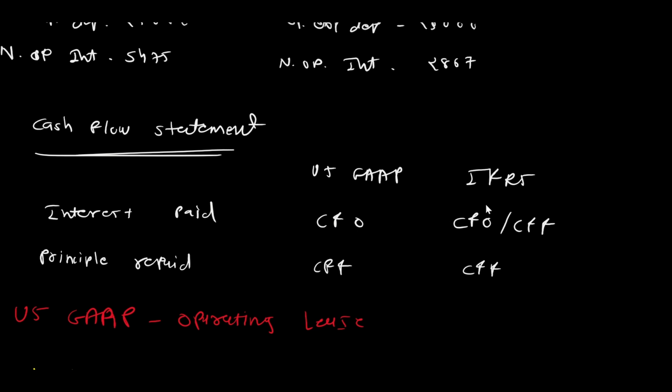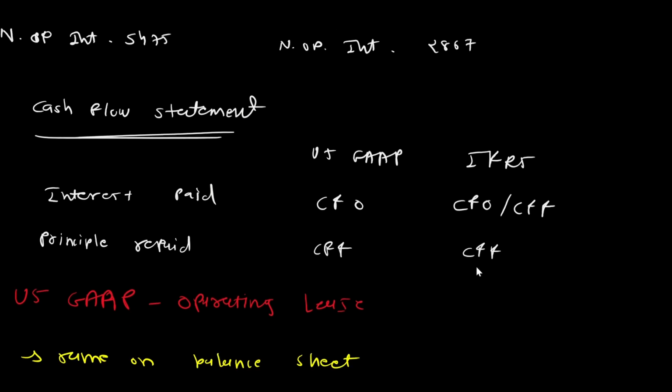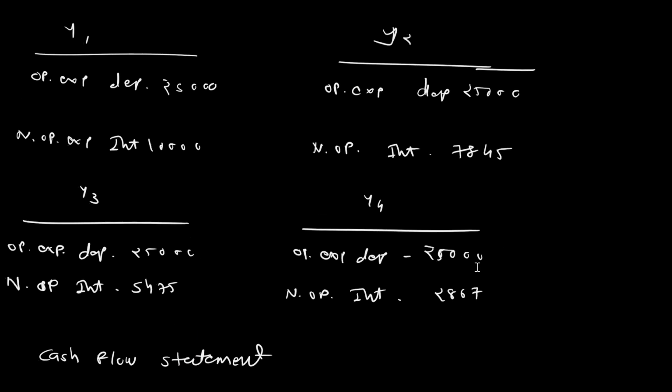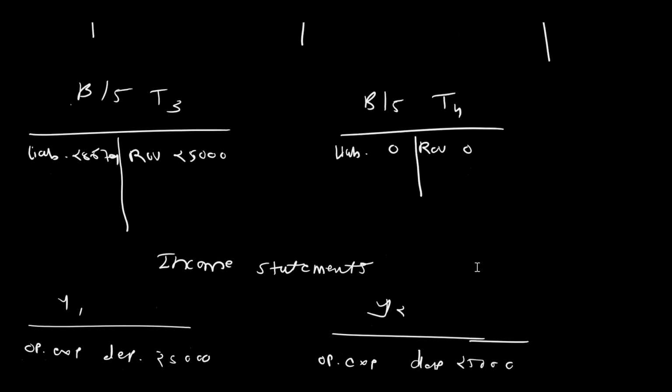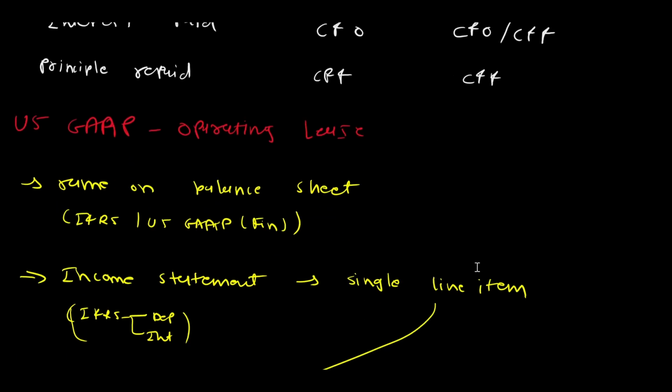In the US GAAP, IFRS gives you the freedom to show it in the CFO or CFF. Principal repaid will be the CFF. Okay, so this is the impact of the lease payment.